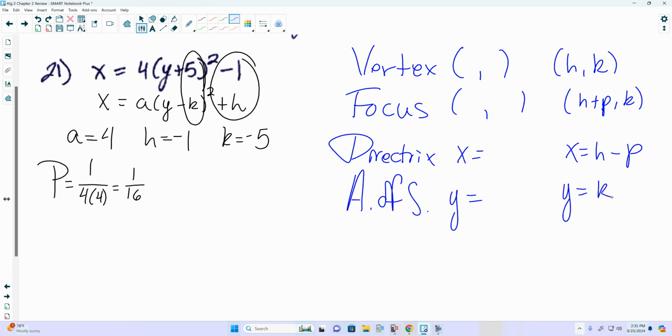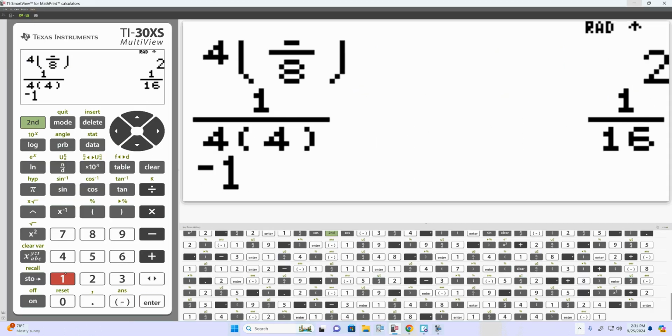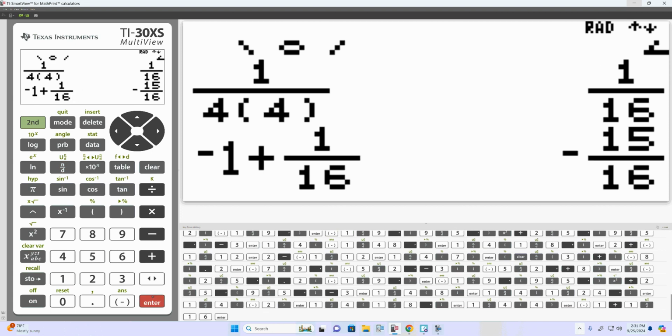Okay. We're ready to find the vertex, focus, directrix, and axis of symmetry. So the vertex H comma K, well, H is -1, K is -5. Focus, we haven't found H plus P yet, but K is still just -5. Haven't found H minus P, but the axis of symmetry would be y equals -5. So let's start with the first part we need to find, H plus P. That would be -1 plus 1/16. -1 plus 1/16 is -15/16.